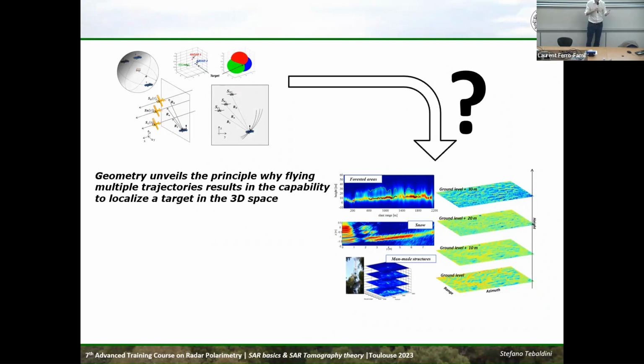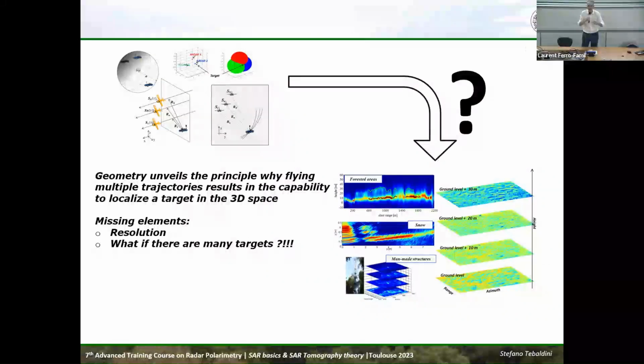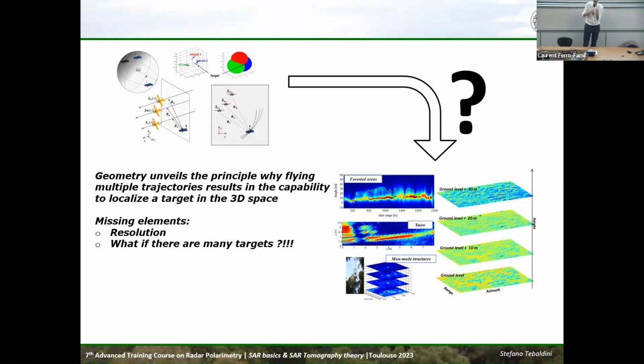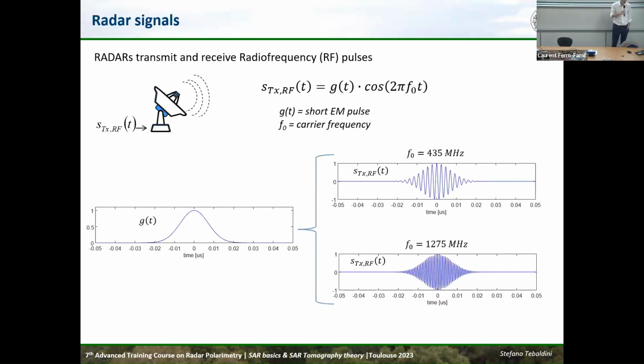But of course, geometry only unveils these very basic principles, but it doesn't say anything about the resolution of my measurement. Of course, I do not expect that I can tell the position of a target to within a nanometer accuracy. So what is the resolution? How can I resolve different targets? And in general, what if there are many targets around? Because so far we are just assuming a single target. So to understand this, we need to go a little bit into the physics and the mathematics of radar signals.